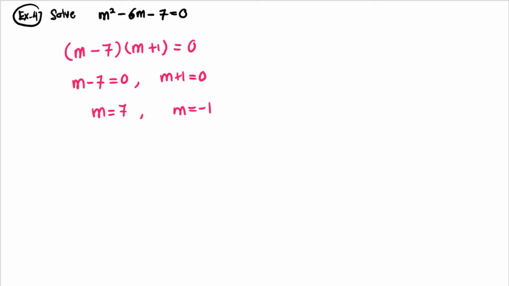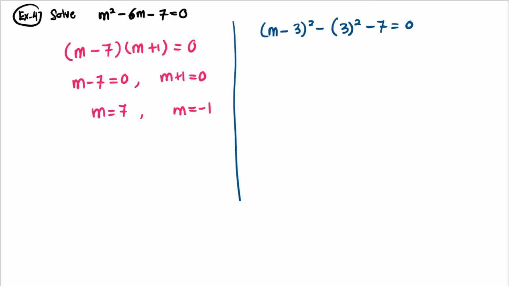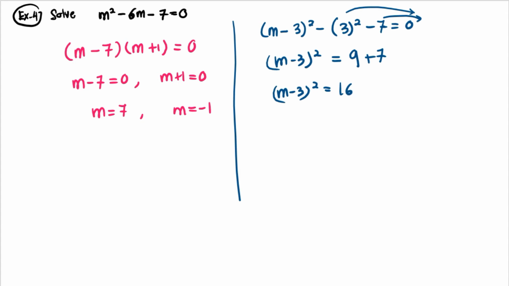You can in fact use the completing the square method. Suppose I want to use the completing the square method, you have to use the formula. You have b over 2, which is 6 over 2, so you have 3 squared, minus 3 squared, minus 7, equal to 0, and then you have m minus 3 squared. This negative 9 will become positive 9 on the right side. I bring this all to the right side, so I have plus 7. So m minus 3 squared is given by 16.